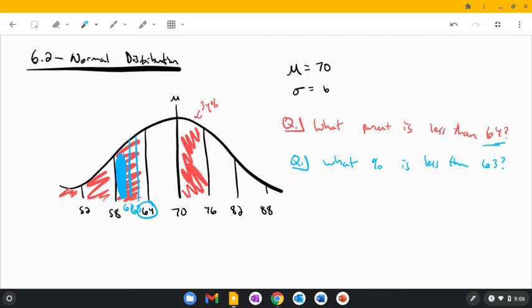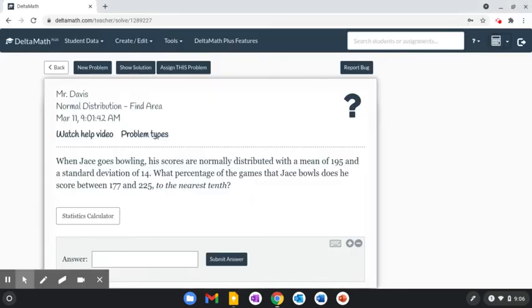So let's flip over to the problems we're going to be doing, which is on Delta Math. A similar setup, like I said, to what we saw in the last one. The only difference is, again, this might not necessarily be a multiple of the standard deviation. All right, so this problem says when Jace goes bowling, his scores are normally distributed. So we're going to be using the normal curve. Mean of 195, so mu equals 195. Standard deviation is 14, so sigma equals 14. What percentage of the games are between 177 and 195?